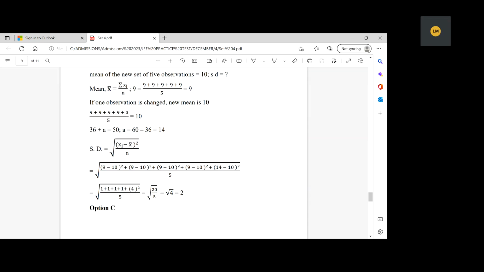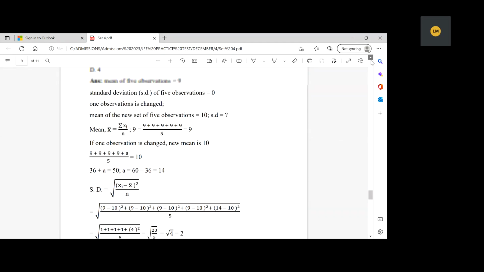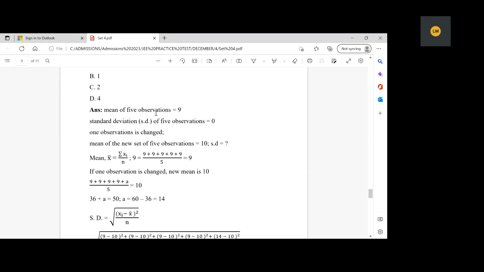Okay, so I hope the screen is visible. The first statement gives us the mean of 5 observations is 9, standard deviation is 0. Case 2 is one observation changed, so the new mean becomes 10 and I have to find out the standard deviation. So we know the formula x bar equal to sigma xi by n. You need to consider both of them. The mean has to be 9 as well as the standard deviation has to be 0. So it has to be 40 by 5, then only this will be 9.